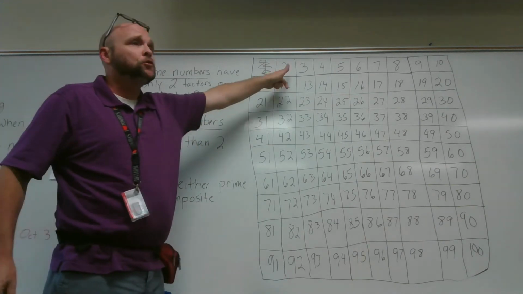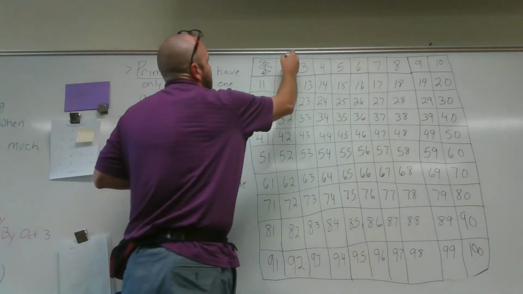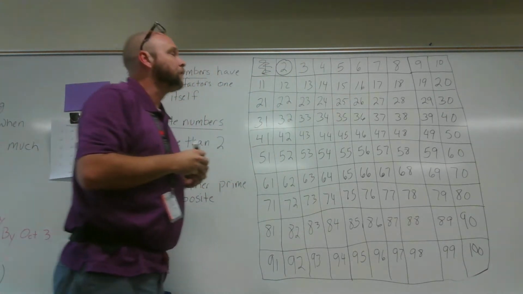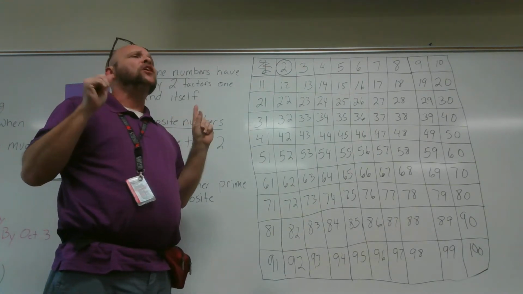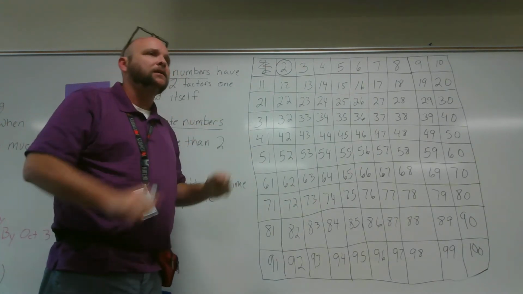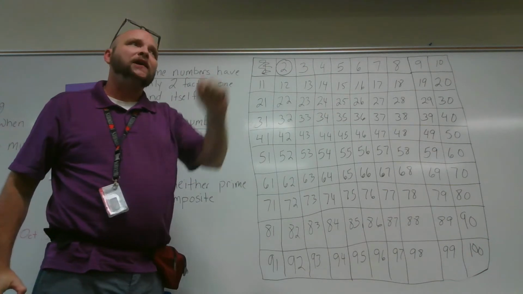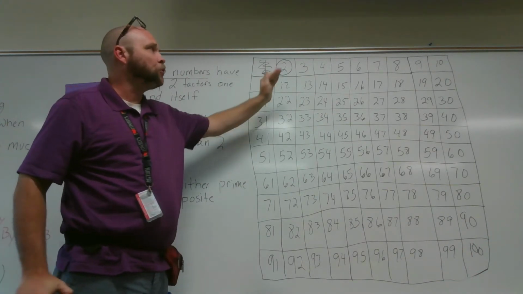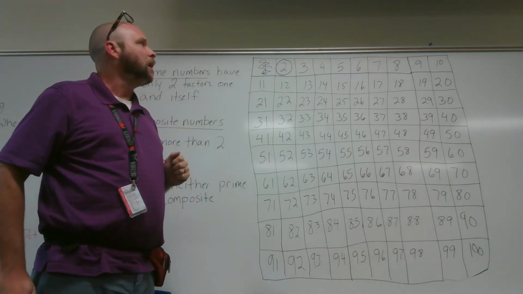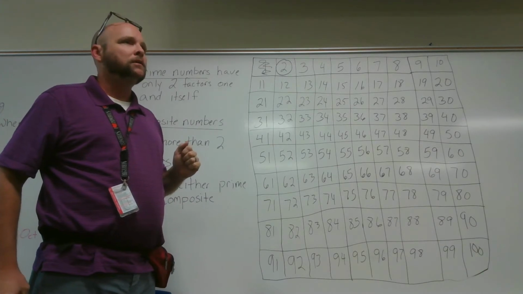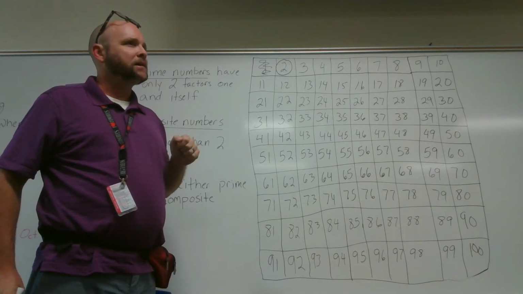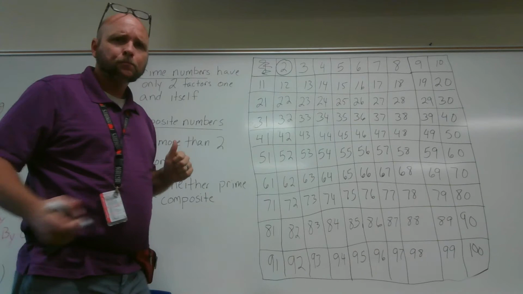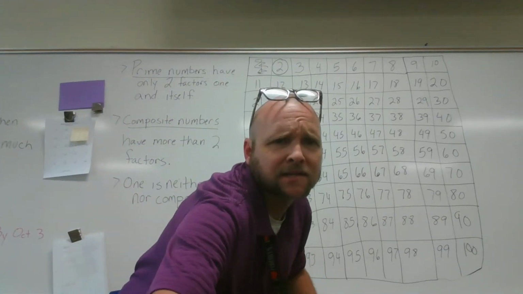All right, so 2 is the first prime number. It is also the only even prime number. Why, you ask? Because 2 is a factor of every other even number. What does that mean, you ask? Let me show you.